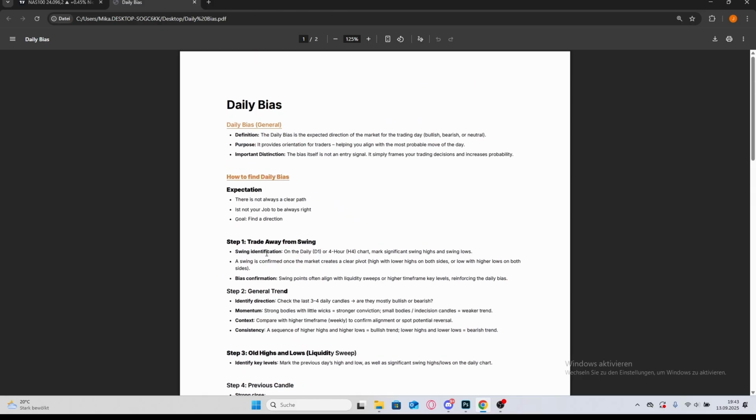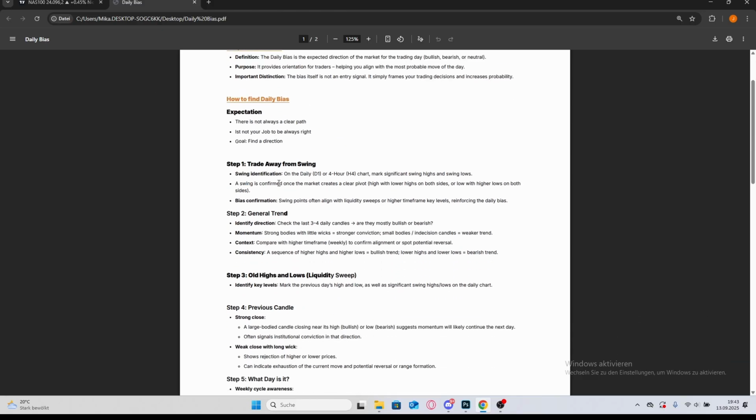So let's start with the first step, trade away from swings. At first you need to identify swing points on the daily and on the H4 chart. I'm going to explain what a swing is. A swing is confirmed once the candle is closing. These swings can confirm your bias and you want to trade away from these swings. It makes no sense to trade against a swing.